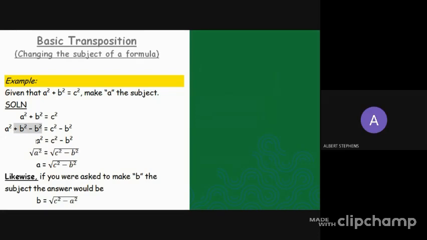Now, do we want a square or a? We want a. Now, to get rid of the square on the a, what we do, we square root a square. And when you square root a square, we get a. Now, if we square root on the left, we have to square root on the right. So therefore, our answer is just a is equal to square root of c square minus b square. And that's how you make a the subject of the formula. Likewise, if you're asked to make b the subject of the formula, you'd end up with b is equal to square root of c square minus a square.